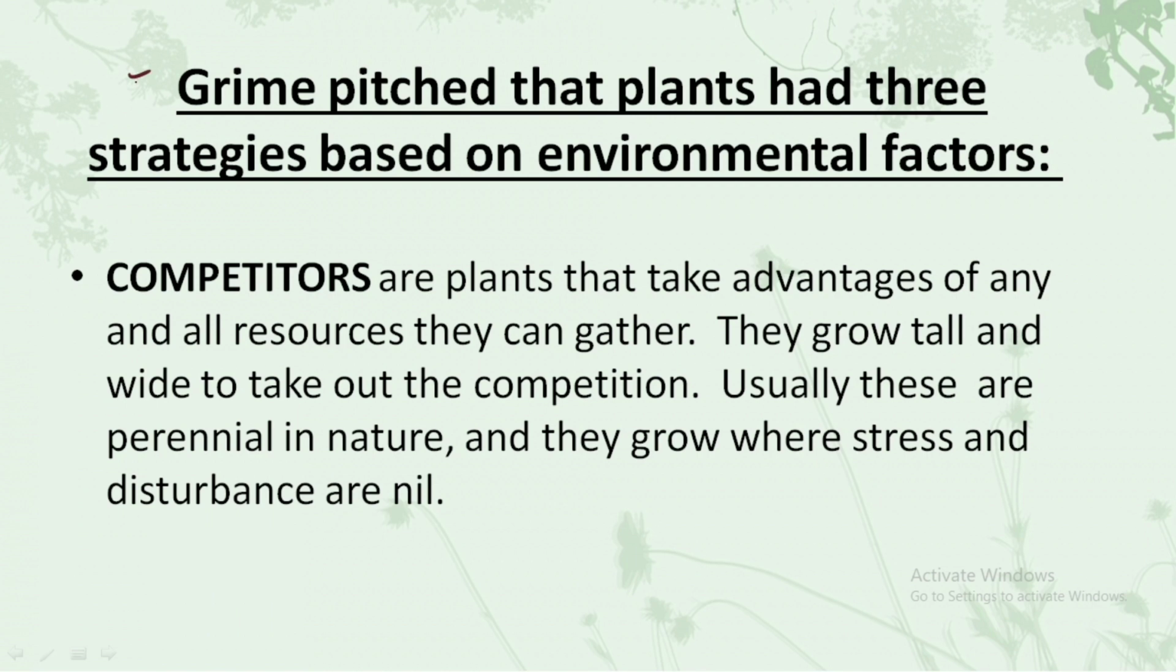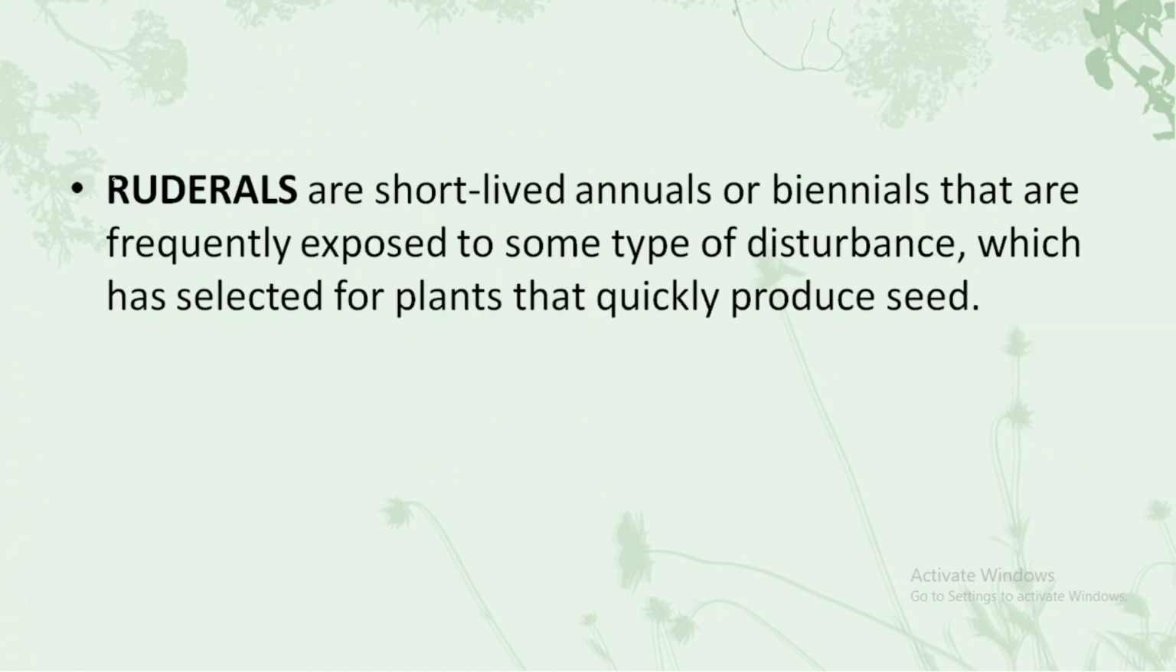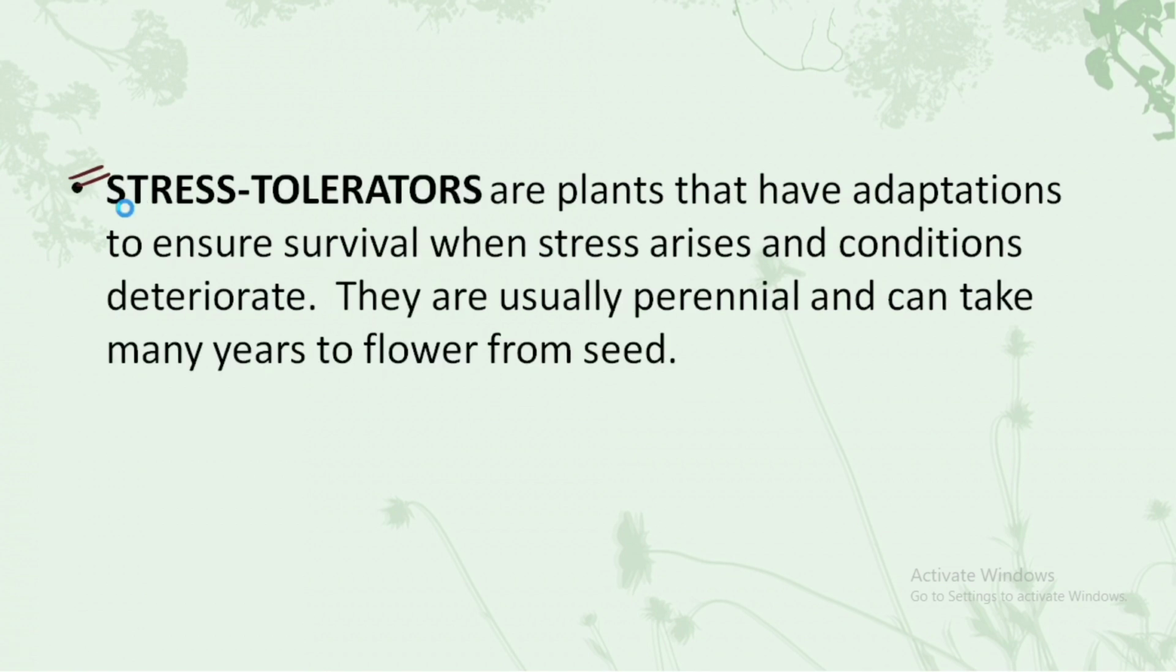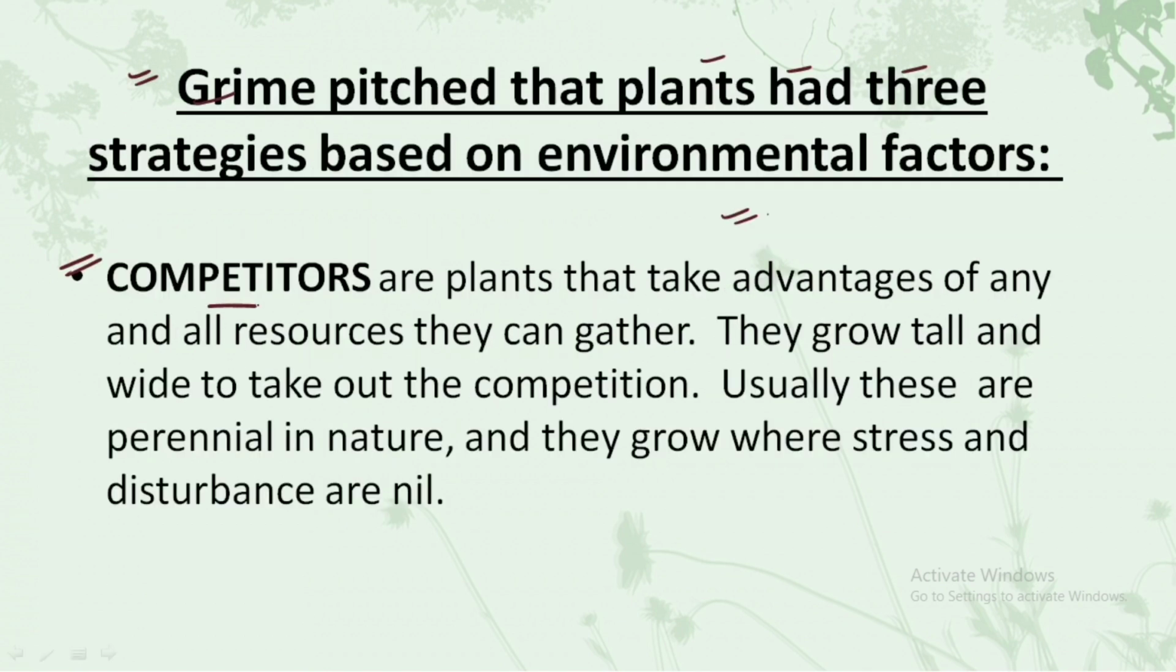The scientist Grime told that plants had three strategies based on the environmental factors. The first one are the competitors, the second ones are the stress tolerators, and the third one are the ruderals. So now let's understand about each one of them. The first one are the competitors.